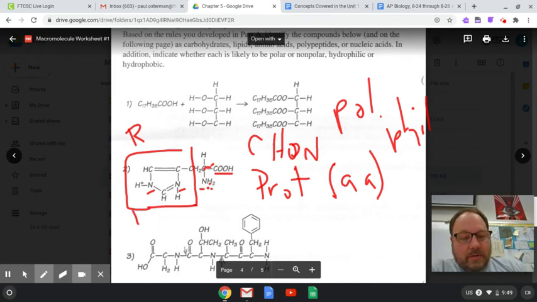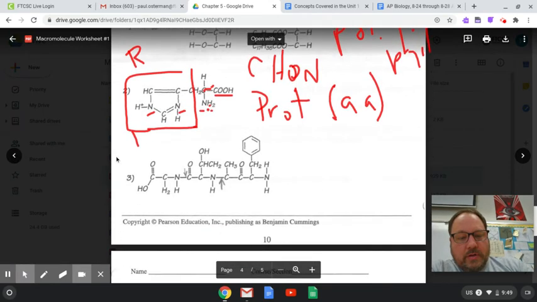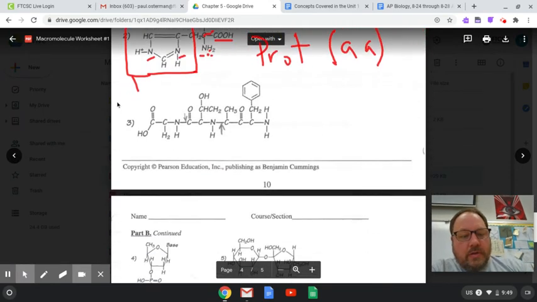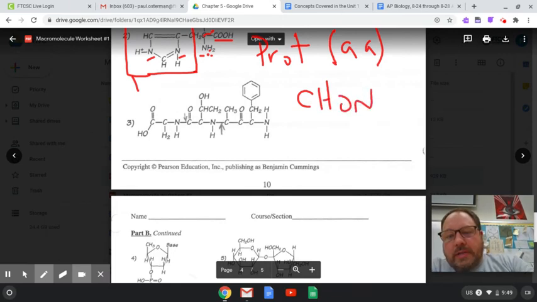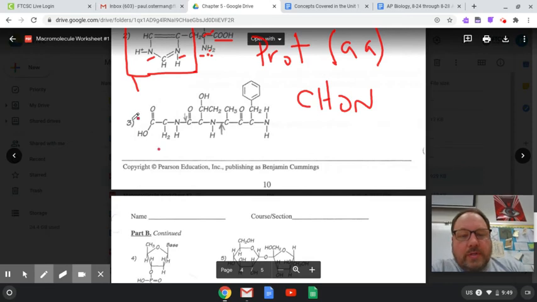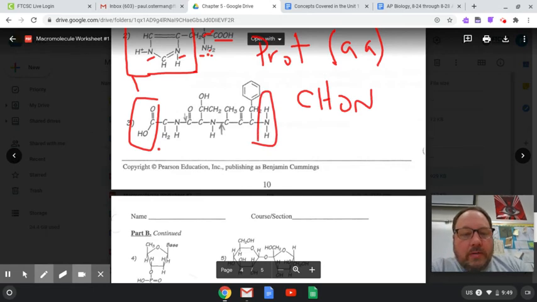If we can move here, let's look at number three now. For number three, this one's sort of tricky. Again, we notice that it's made of CHON. So we've got carbon, hydrogen, oxygen, nitrogen. Next thing I do, again, I look for amine groups and carboxyl groups. So here's a carboxyl group on the end. Look on the other end. Here's an amino group. We got carboxyl, amino.